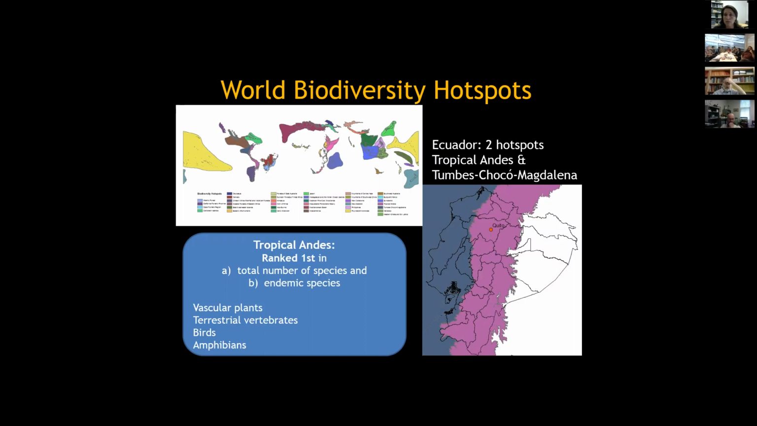And the tropical Andes, one of the areas within our study area, is the most diverse of all of the hotspots, ranked first in the total number of species and also the number of endemic species in 4 of 6 categories. Those are listed on the left. Those are vascular plants, terrestrial vertebrates, birds, and amphibians.